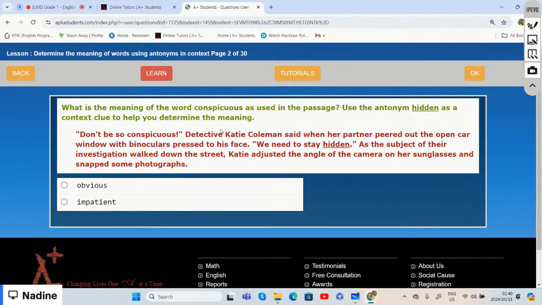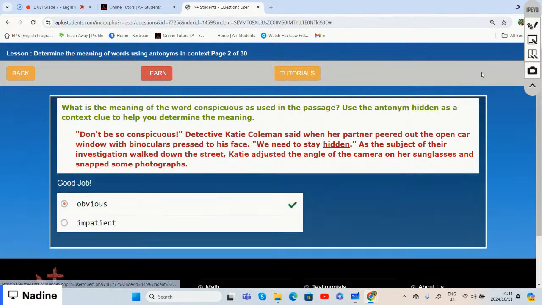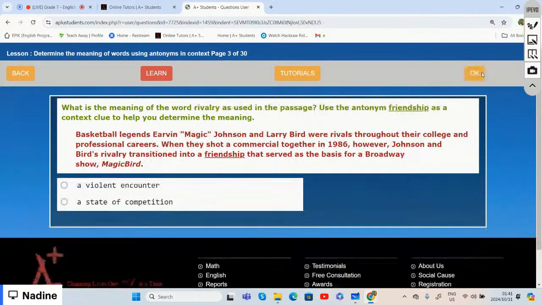So now, if we look at the meaning of conspicuous, or the opposite of hidden, is it obvious or is it impatient? Obvious or impatient? So if we were to find the meaning of conspicuous, then we would say it is obvious, right?